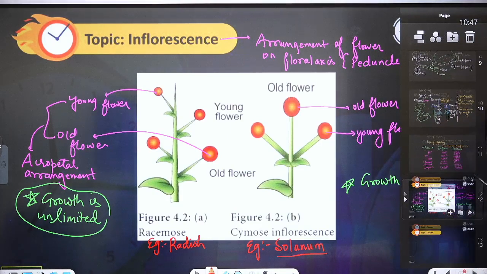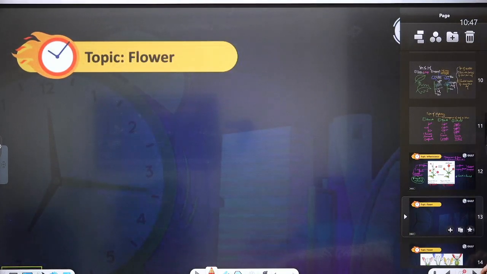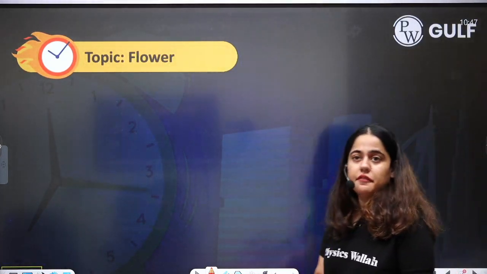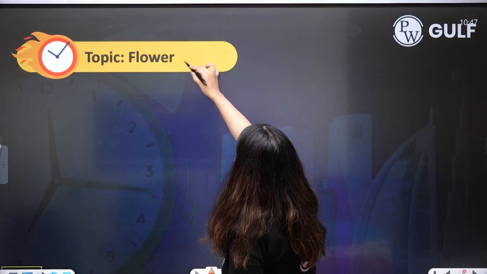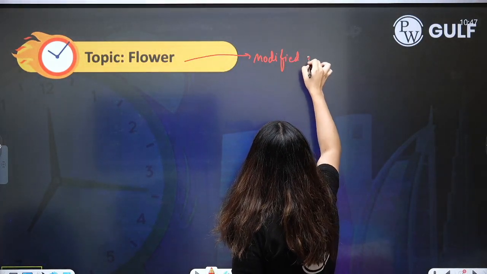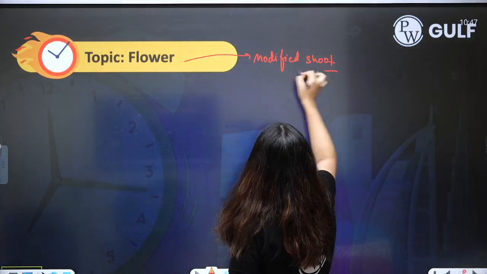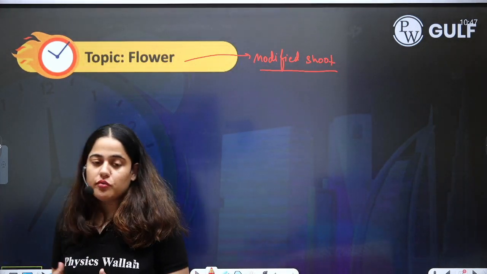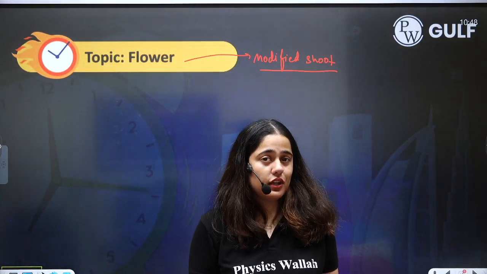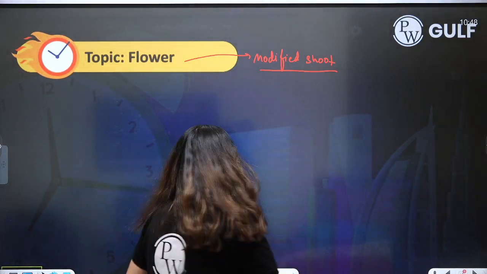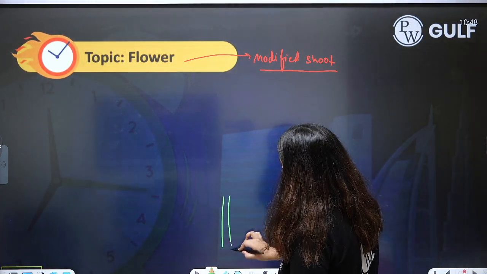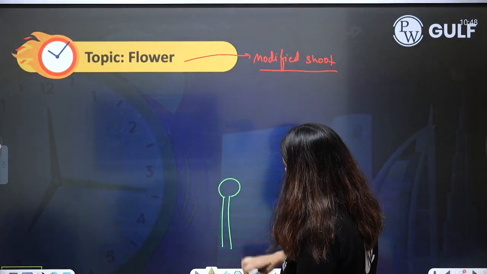Next, we are going to start with flower, beta, right? Flower, as you all know, is a modified shoot, which means the stem was supposed to form the leaves, but instead of leaf, now they are producing the whorls of flower. I'm quickly going to make an LS, longitudinal section, of a flower.